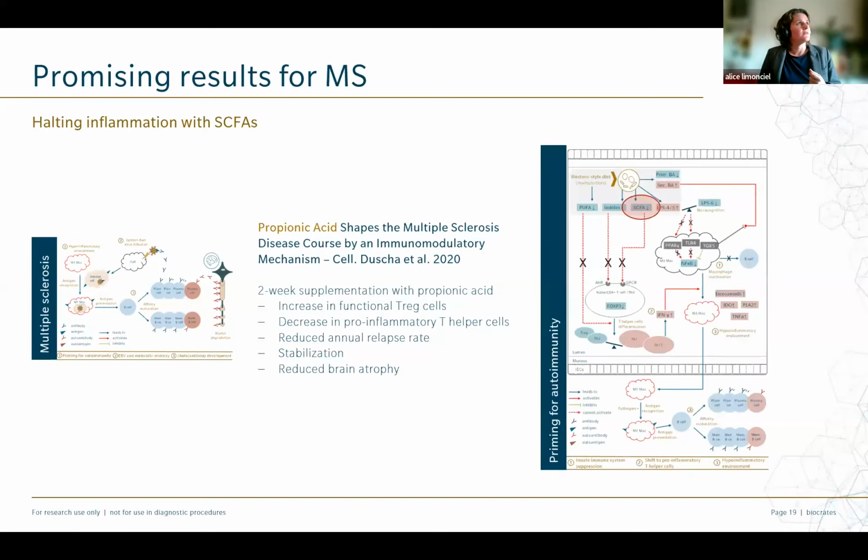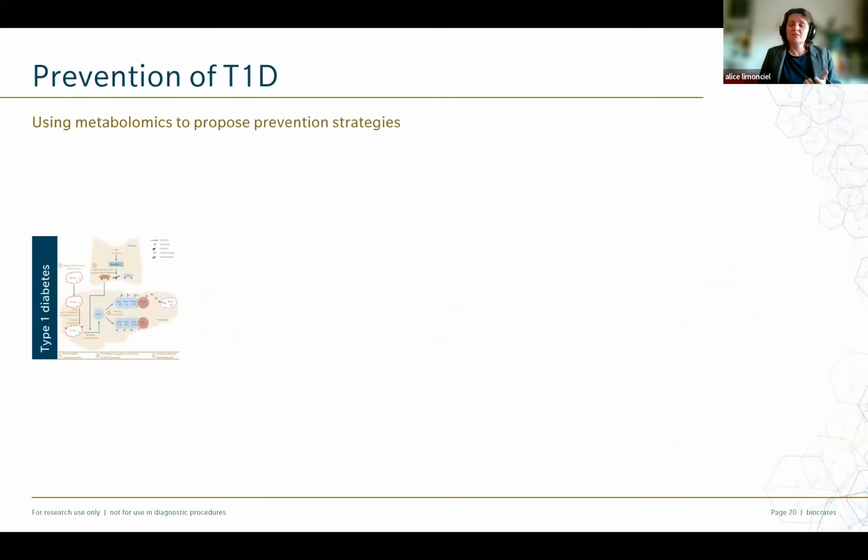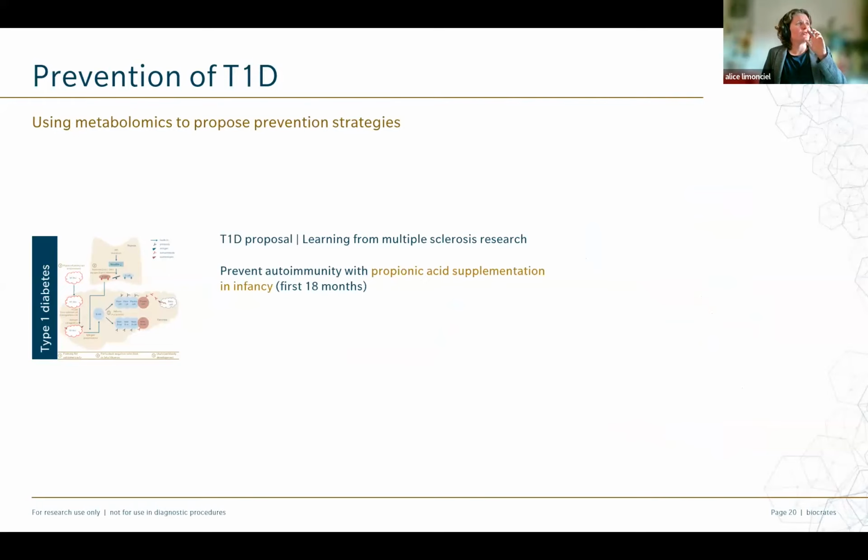But then, sorry, other direction. Then when we put these results in the context of type 1 diabetes, which is also an autoimmune disease where our own antibodies attack our insulin and our beta cells in the pancreas, we thought, why not try to prevent autoimmunity before it even happens, before we start producing those antibodies against ourselves, with propionic acid supplementation in infancy, which is when type 1 diabetes really begins, even though you don't have the symptoms yet.